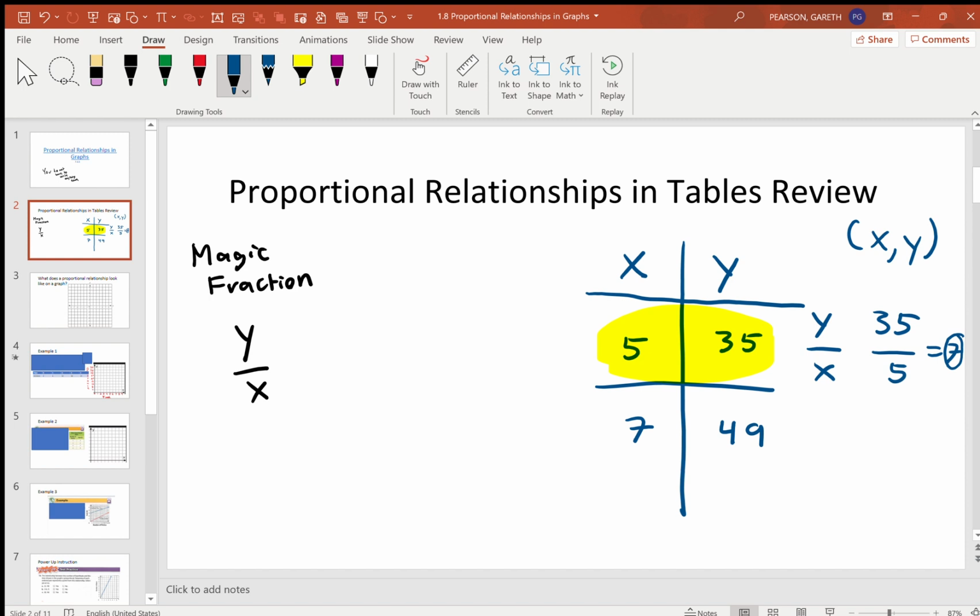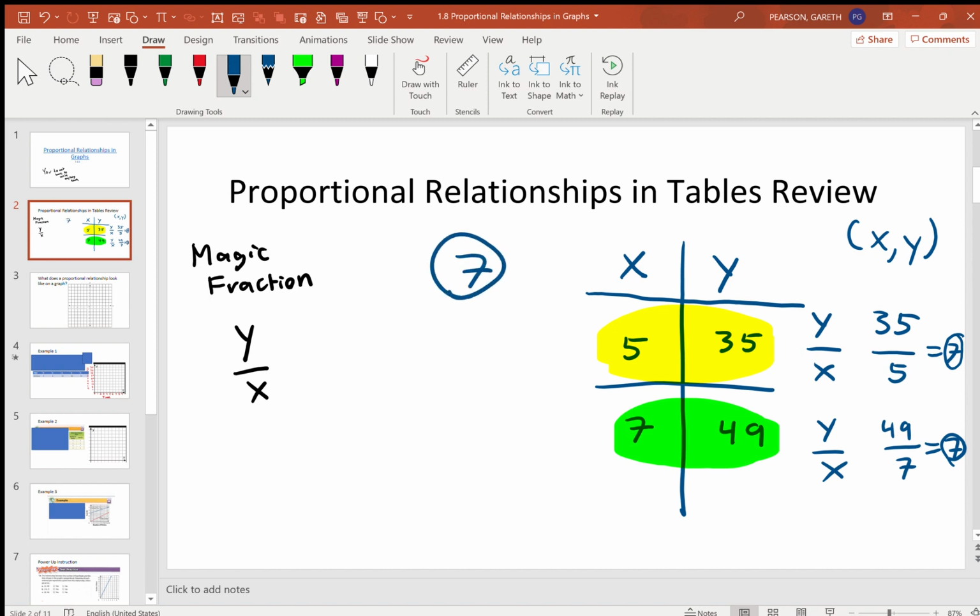And the whole thing about the constant of proportionality is that it's constant. So if I pick the other point down below, same magic fraction, y over x, then y here is 49, and x is 7. 49 divided by 7 is again 7. My constant of proportionality from this table is 7. It's constant. It always stays the same.